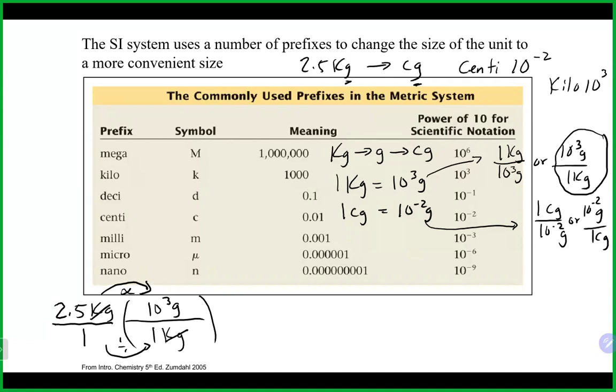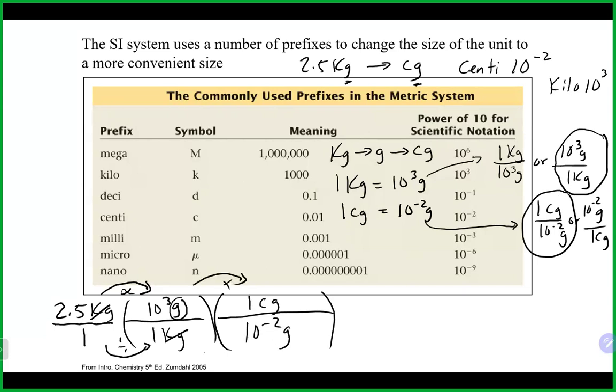I now have grams, and because I set it up like this, I can clearly see that the grams are up on top. To get rid of grams, I need to go opposite. I can now see I would want to use my conversion factor on the left, which puts the grams in the correct location. That gives us 10 to the minus 2 grams is 1 centigram. Again, we continue to multiply what's on the top and divide by what's on the bottom, so grams divided by grams cancel out.